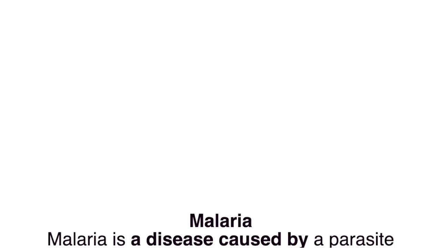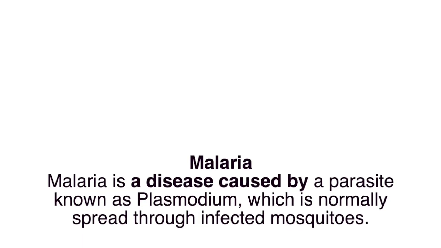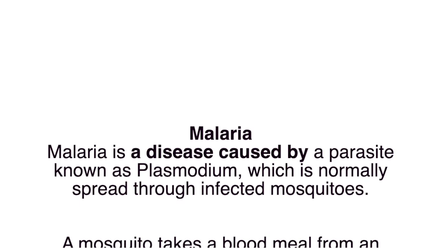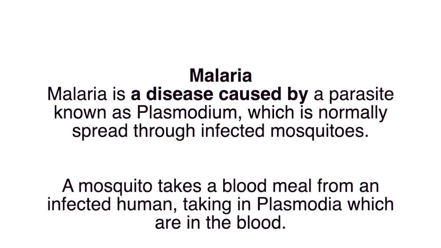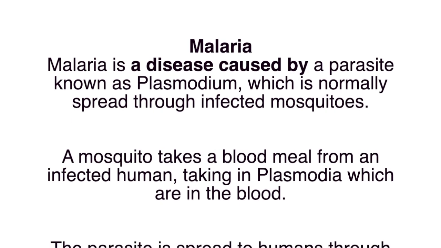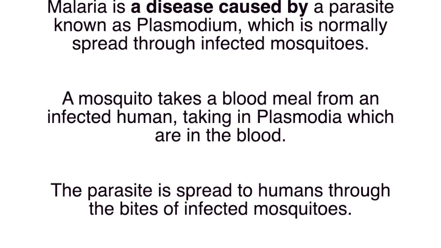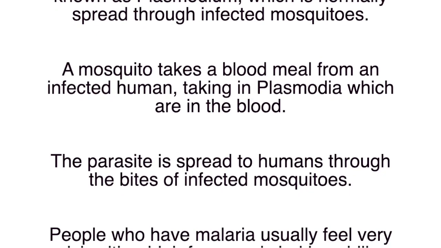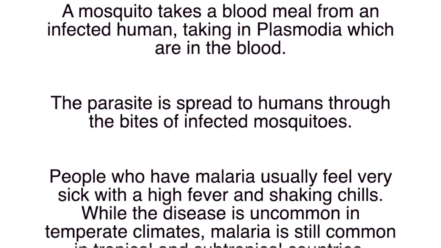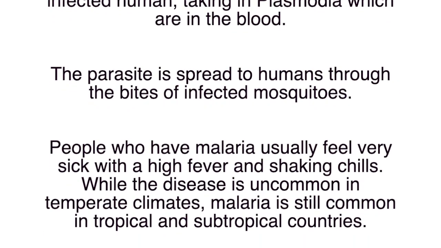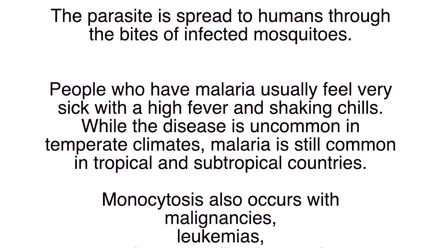Malaria. Malaria is a disease caused by a parasite known as Plasmodium, which is normally spread through infected mosquitoes. A mosquito takes a blood meal from an infected human, taking in plasmodia which are in the blood. The parasite is spread to humans through the bites of infected mosquitoes. People who have malaria usually feel very sick with a high fever and shaking chills. While the disease is uncommon in temperate climates, malaria is still common in tropical and subtropical countries.